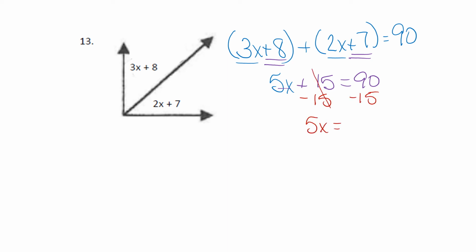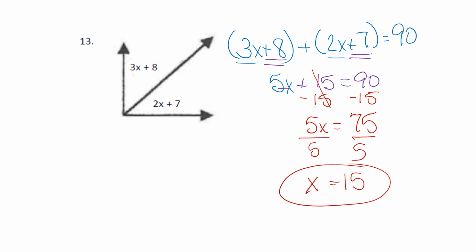5x equals 75, and then to get x by itself, divide both sides by 5, and x would be 15. Make sure you read your directions because sometimes it may ask for the variable of x, sometimes it may ask for the actual angle measurement. If it does, then you have to substitute the x value back into the problem. So just watch your directions.